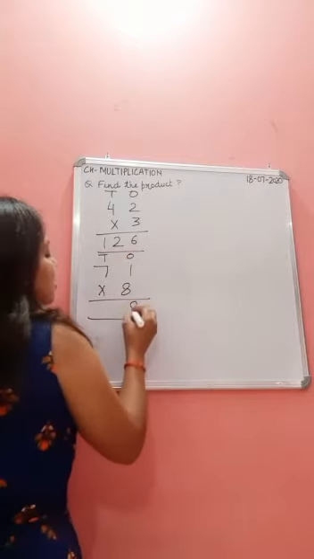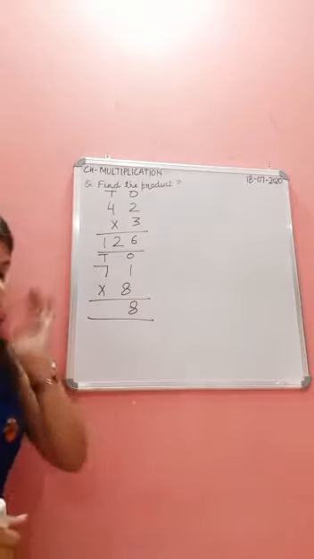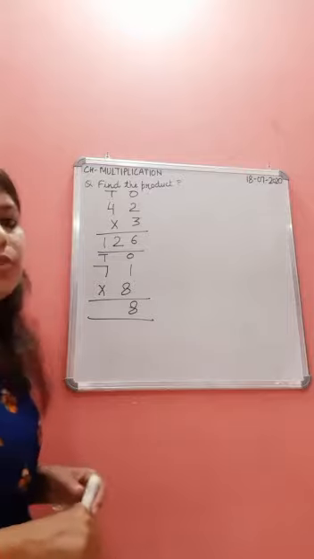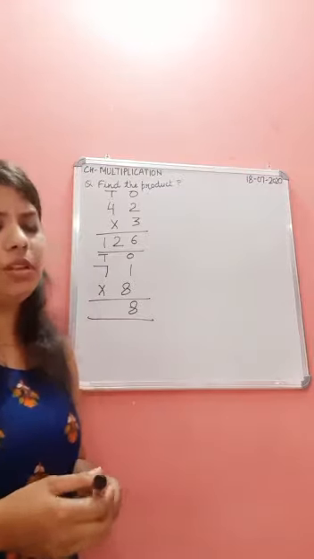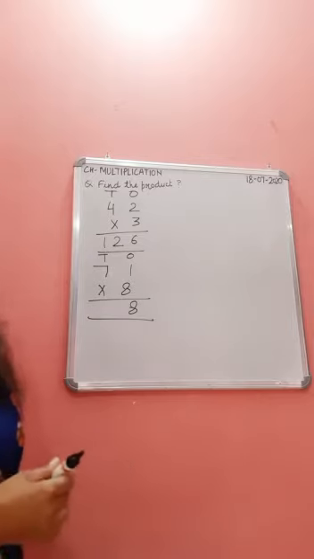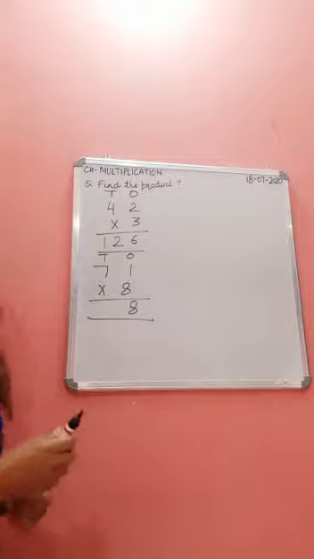8 1 is 8. Now 8 7s are... 8 1 is 8, 8 2s are 16, 8 3s are 24, 8 4s are 32, 8 5s are 40, 8 6s are 48, 8 7s are 56, 8 8s are 64. Okay, we have to say 8 7s are 56.